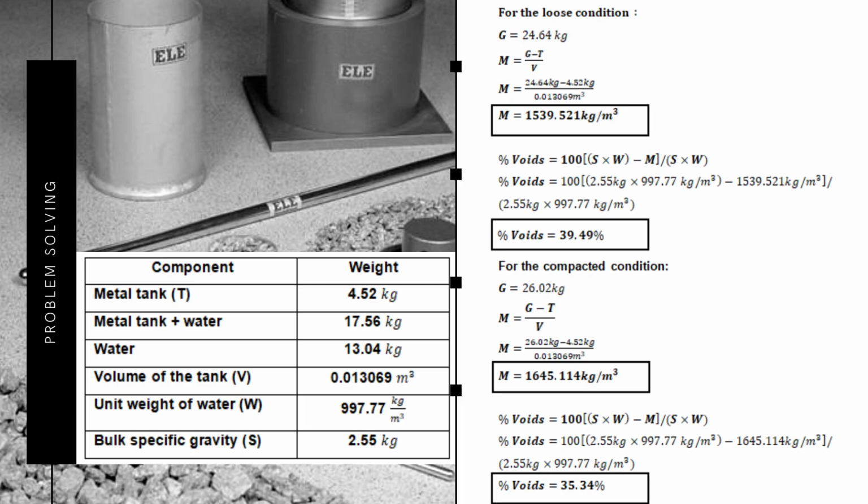Then step 2, calculate for the void content using the bulk density from step 1 ng compacted condition. Percentage of void, same lang din yung formula. So, 100 times (2.55 times 997.77 kilogram over cubic meter minus 1,645.114 kilogram over cubic meter) divided by (2.55 times 997.77 kilogram over cubic meter). Ang makukuha nating value ng percentage of voids for compacted condition is 35.34%.